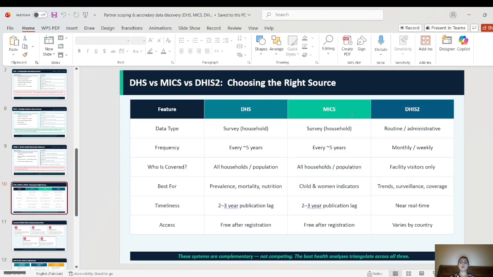Then you have this table right here. It's just how to choose the right source for yourself. It's got all the key features that we discussed earlier. These systems are not competing with each other at all, they are complementary. The best health analysis triangulates across all three.